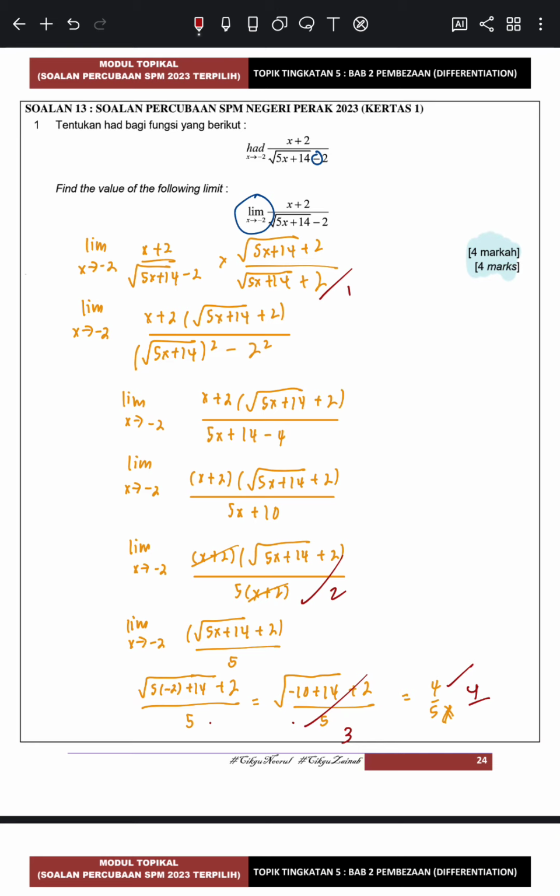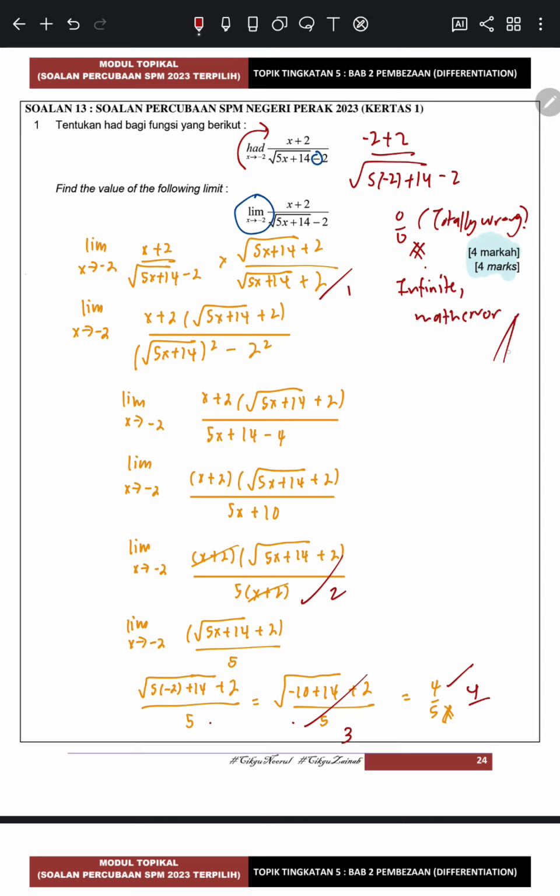Second one, you may ask me why I cannot simply substitute negative 2 on this. Yes, you may, but it will turn out to be like this. That's 2. So it will be 0 over 0 at the end of the day, and this one is totally wrong. You cannot get 0 in limit. It's impossible, because if 0 over 0 meaning that is infinity. You cannot get infinity or math error. You cannot get that. So you must have a value.